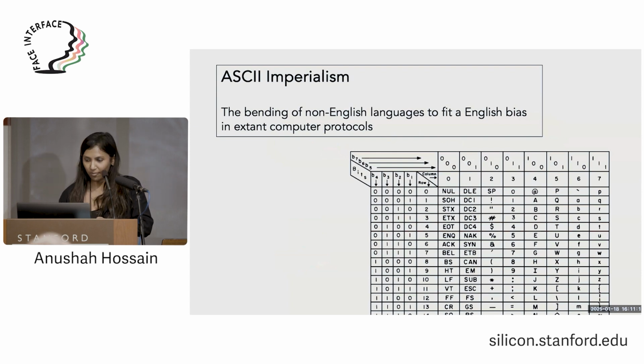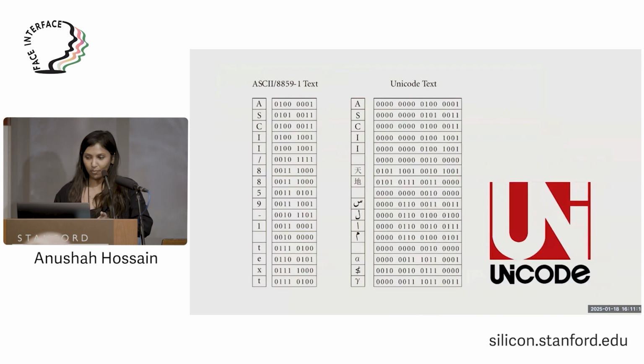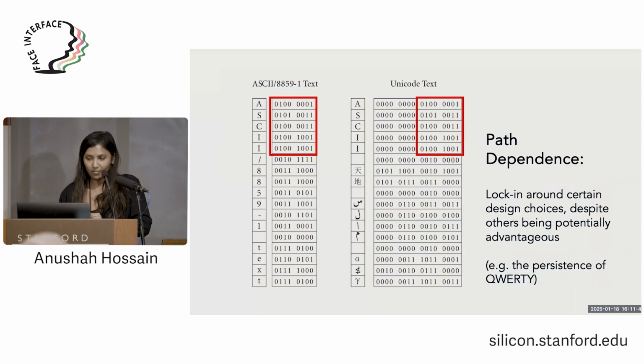So what solved the problem? The widespread adoption of the universal character code that we've been hearing a lot about, Unicode. But in some ways, we can still find remnants of ASCII imperialism today. If you look closely, you might see that the first 128 characters of the Unicode standard almost exactly match those of ASCII, a decision that Unicode founders made to help ease the transition from ASCII to Unicode.